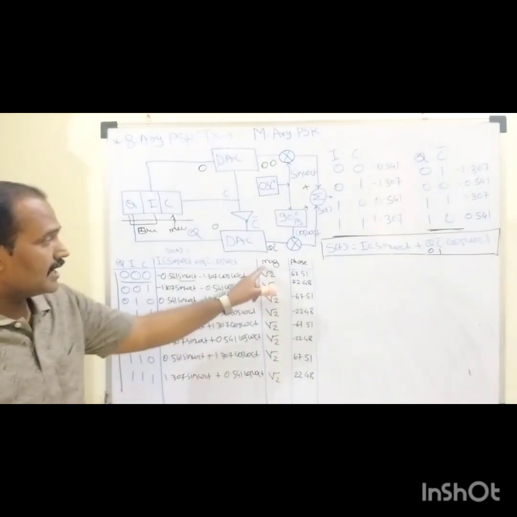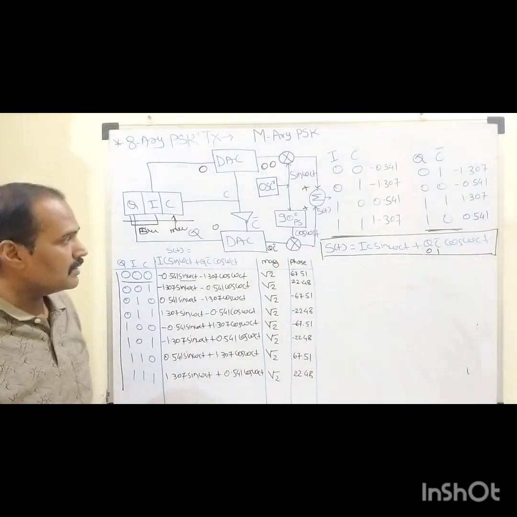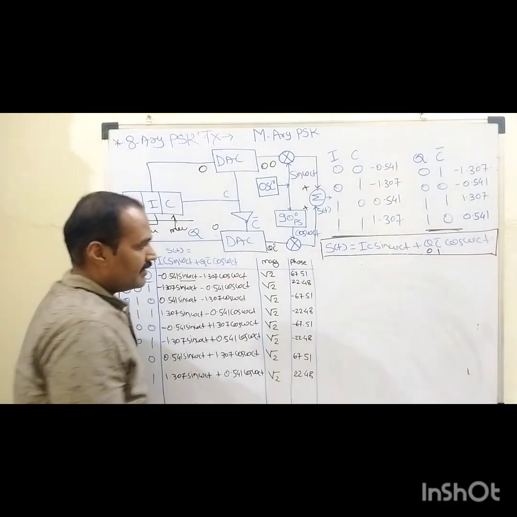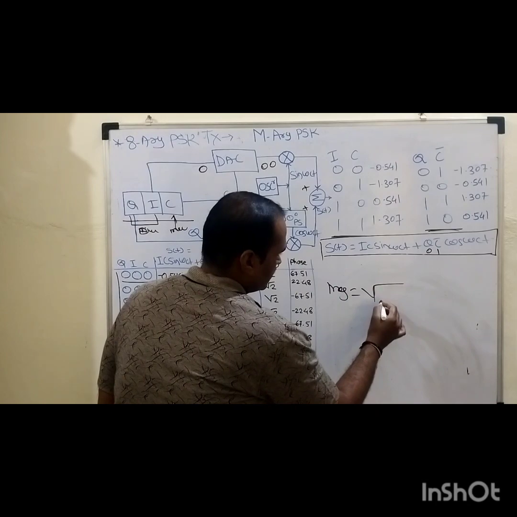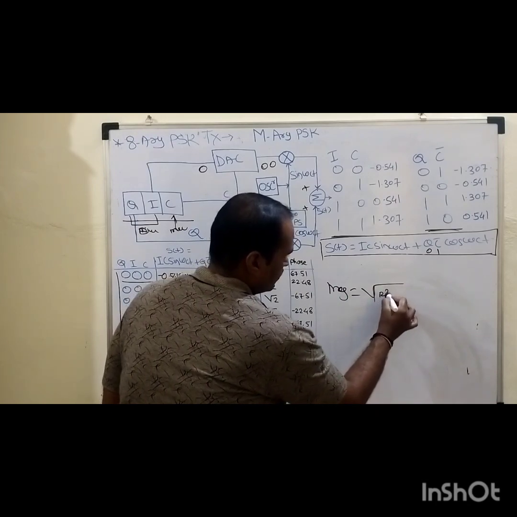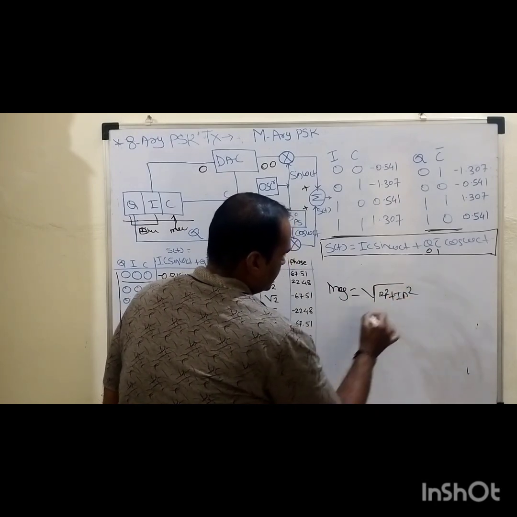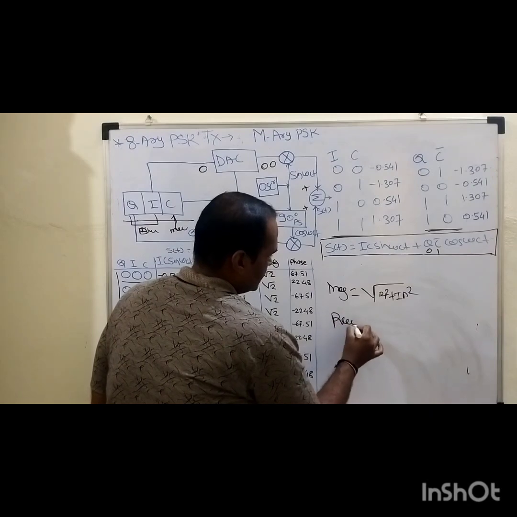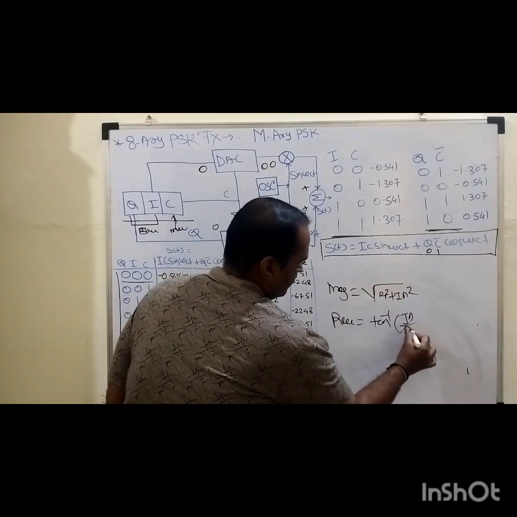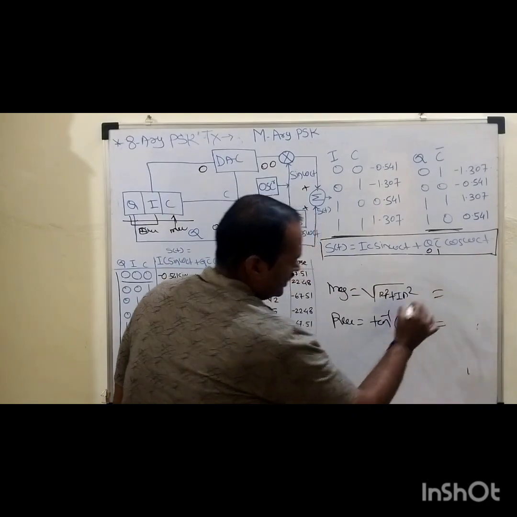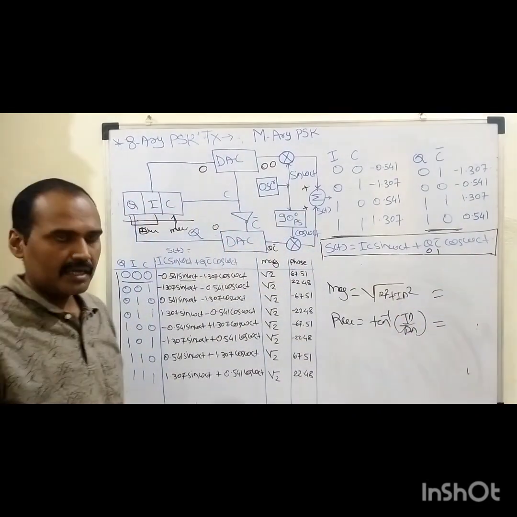After that we have these two columns, magnitude as well as phase. We are very much aware of how to tabulate this. Magnitude is nothing but the square root of real part squared plus imaginary part squared. And how to determine the phase angle? Tan inverse of imaginary part upon real part. So in this way these two factors are tabulated.